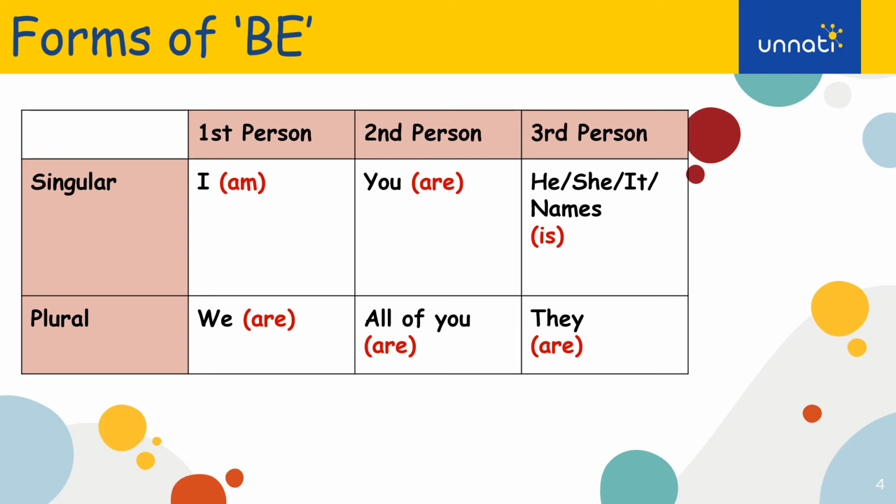So this is how we use the different forms of the verb be, depending upon the subject, whether first, second, or third person, and singular or plural in number. Yeah?